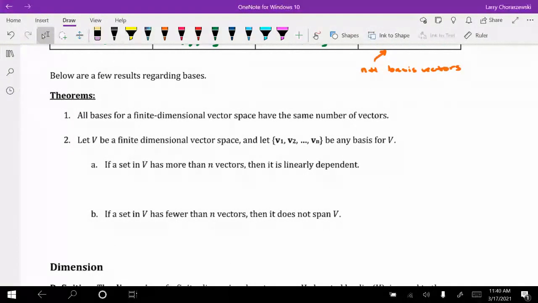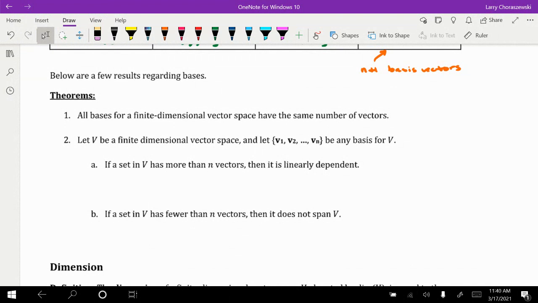Number 1: all bases for a finite dimensional vector space, so you can think of n space or P sub n, have the same number of vectors. So for R3, if we're able to establish that a set of vectors is a basis for it, there's usually going to be just 3 vectors for it. And part of the reason for that has to do with the next result.